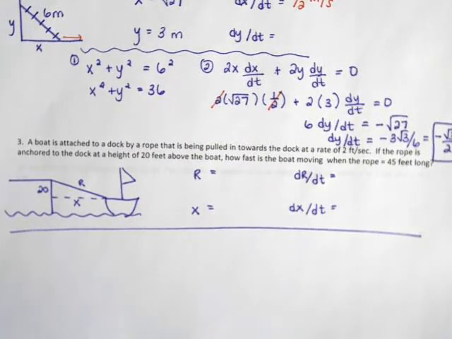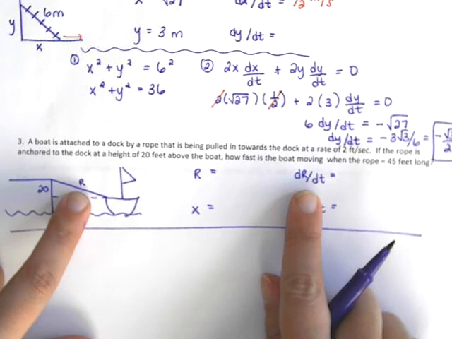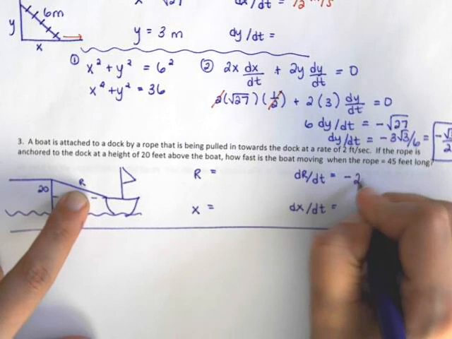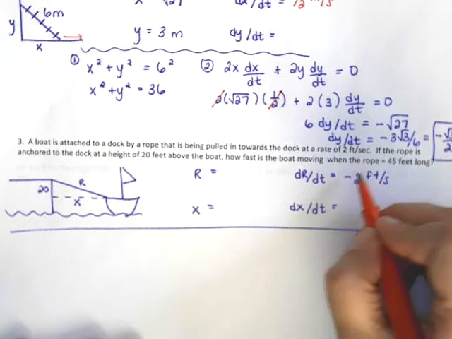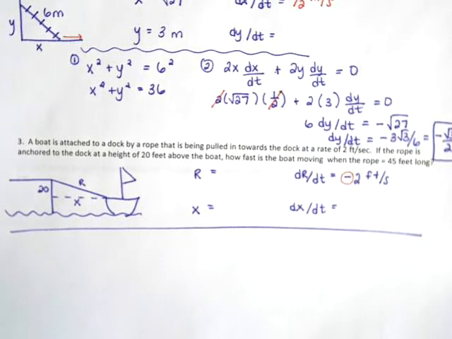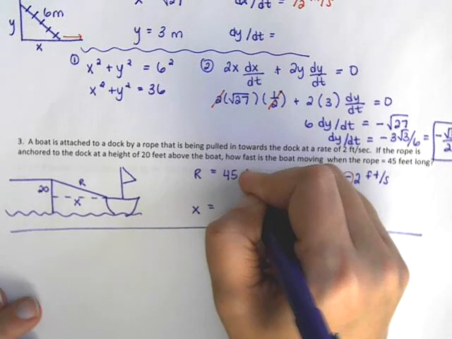We know that the rope is being pulled in towards the dock at a rate of 2 feet per second. So the rate of change of the rope will be negative 2 feet per second. Now, why does it make sense that this is negative? Because the rope is going to get shorter as I pull it closer. The rope is anchored 20 feet above the boat. How fast is the boat moving when the rope is 45 feet long?